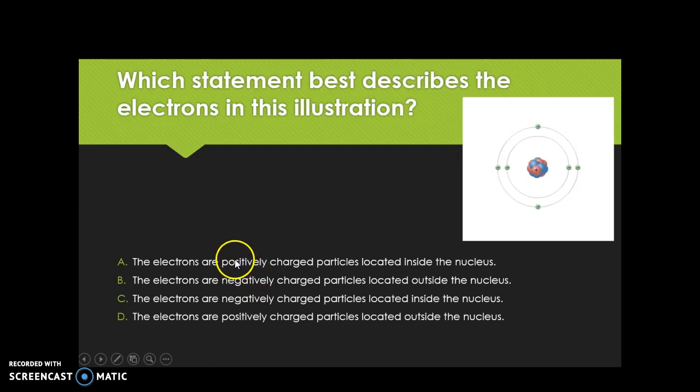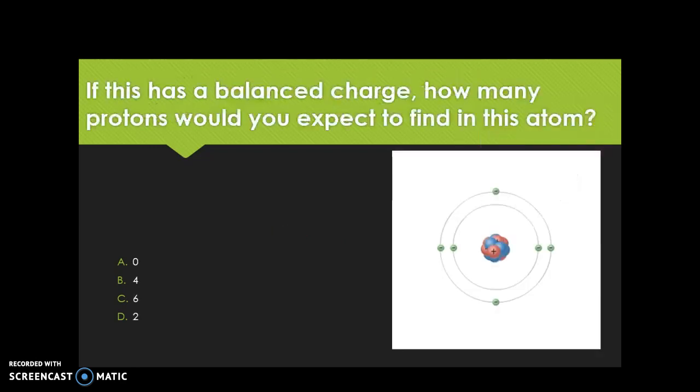Be sure to pay attention. We have positively charged as an option, negatively charged as an option. Then inside the nucleus and outside the nucleus. So you have to match up two ideas. If this has a balanced charge, how many protons would you expect to find in this atom?